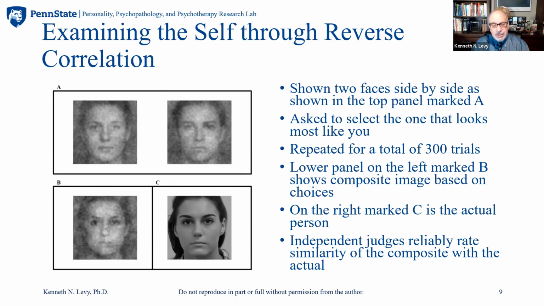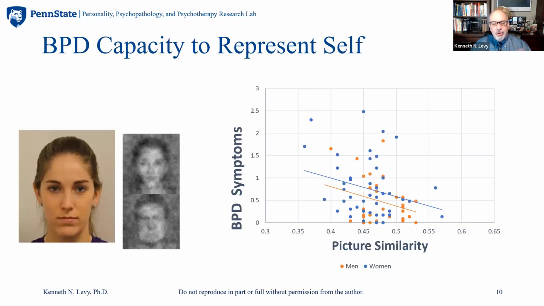We can then look at the composite picture, which you see in B, to your left-hand side, and compare it to the person's actual picture and see how similar their composite is to their actual picture, with the idea that the capacity to do that indicates one's ability to have a clearer representation of one's own actual image. When we did that, we found that borderline symptoms were related to decreases in the similarity between the composite and the person's actual picture.